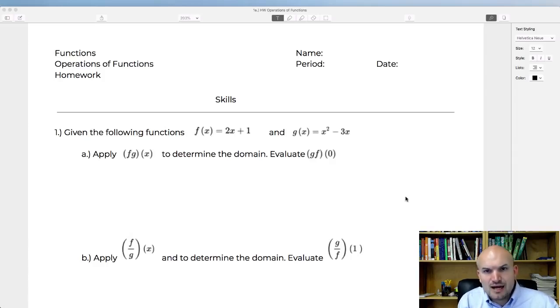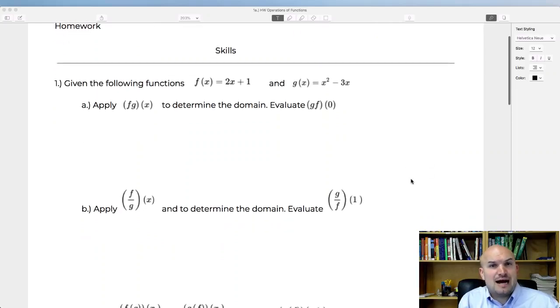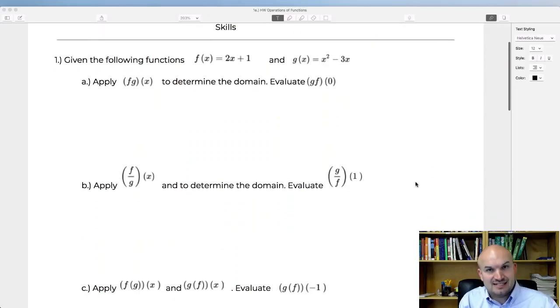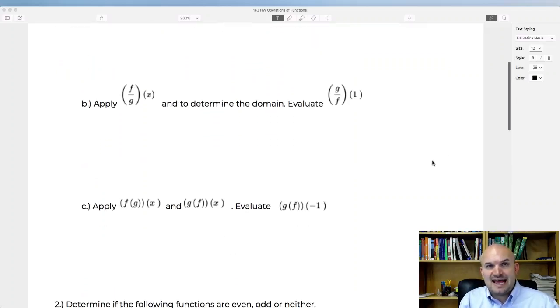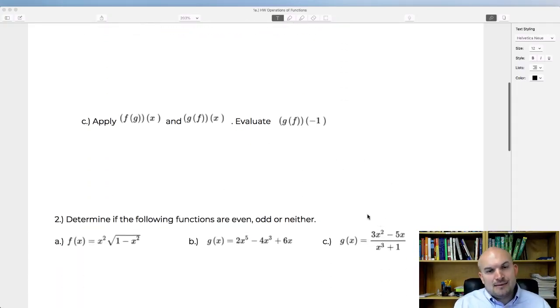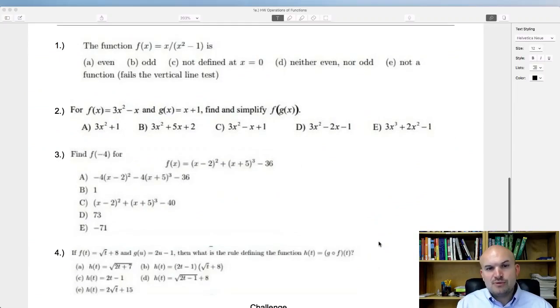But what I want to cover today in this homework is different operations of functions: adding, subtracting, multiplication, division, as well as composition. When we're applying the operations, we're going to focus on talking about the domain and also evaluating, finding the value of the functions. I'm also going to talk about determining even and odd functions, and then we'll look into some multiple choice type questions.